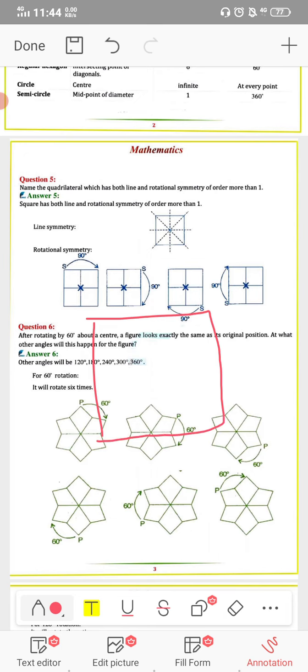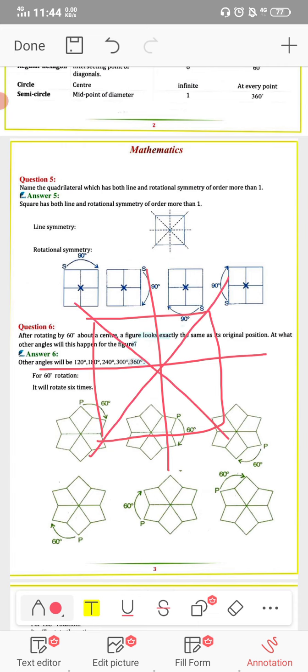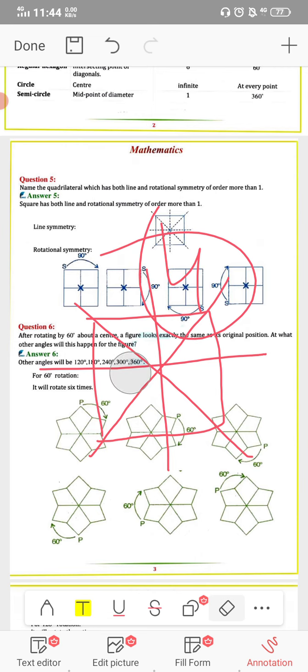नेक्स्ट, नेम द क्वाड्रिलेटरल विच हैव बोथ लाइन ऑफ सिमेट्री एंड रोटेशनल सिमेट्री ऑर्डर मोर देन 1. सो इट इज़ ओनली वन, that is a square. Its square is having both lines of symmetry, that is horizontal and vertical, and order of symmetry is more than 1, that is 4.